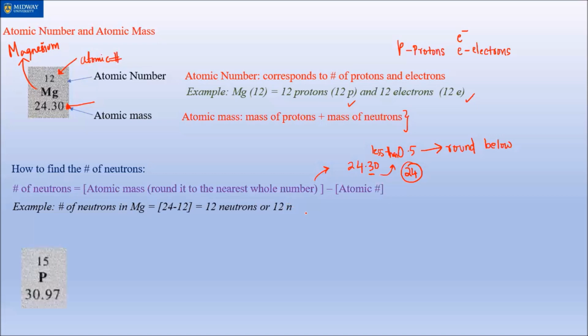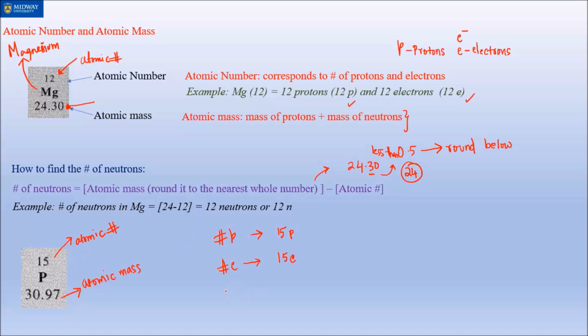So let's look at one more example. Here we have phosphorus, 15, 30.97. We know right away that this is our atomic number, and this is our atomic mass, right? So how many protons and electrons do we have? Number of protons would be, well, atomic number is 15, so we have 15, or 15p. Number of electrons would also be 15.